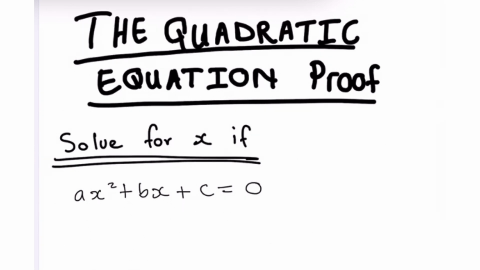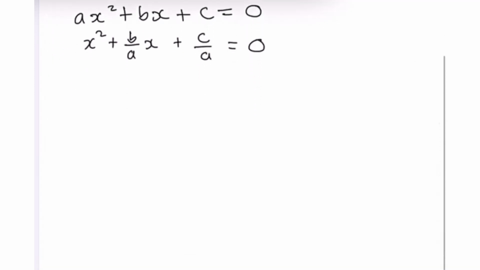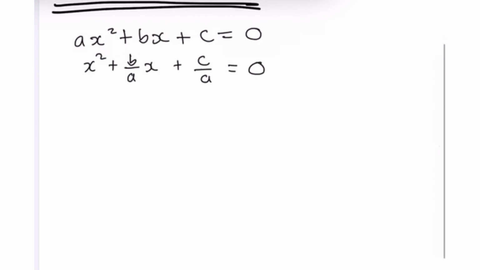Now let's take it from here. We have ax squared divided by a, which is just x squared. bx divided by a is just b over a times x, plus c over a. 0 over a is just 0 again. There's no problem.